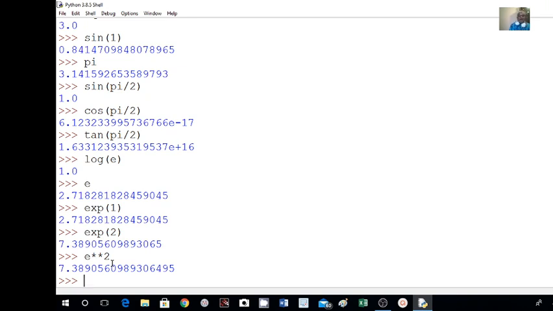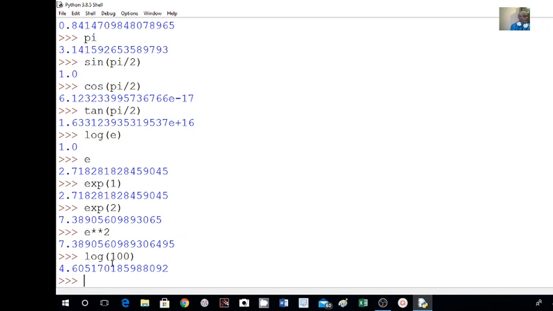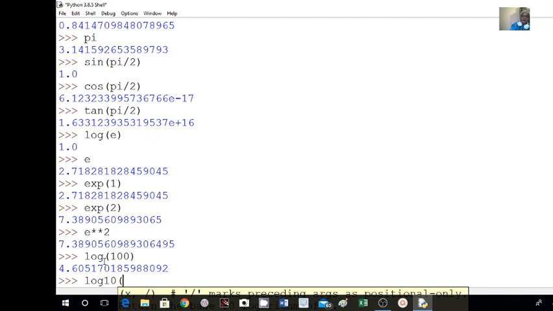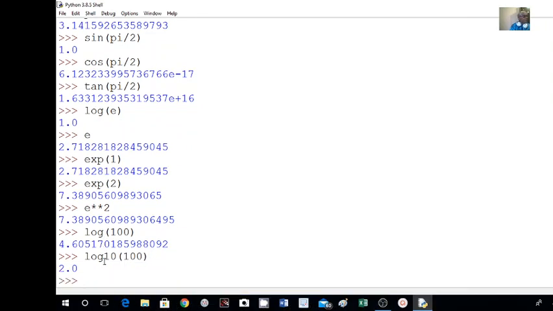If you give log of 100 and press enter, you get 4 point something. If you give log a number here, the base is by default equal to e. To get the base 10, similar to Scilab, I have to write log10 here and then the value. I think its value is equal to 2. Yes, this is equal to 2.